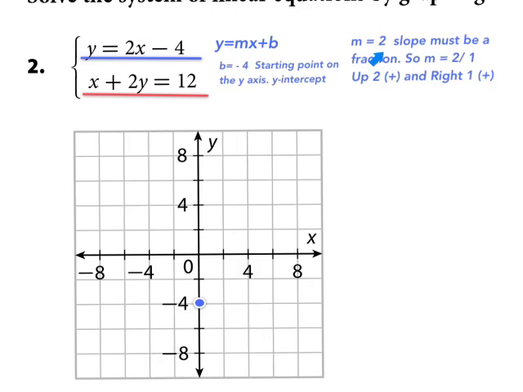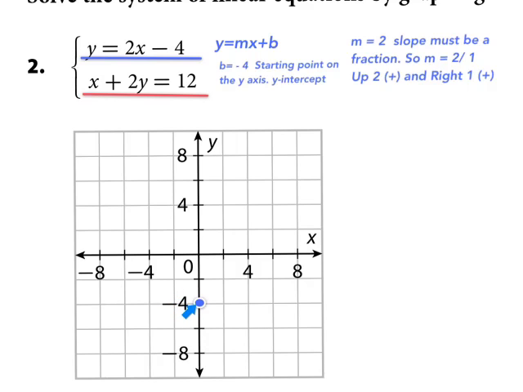The slope must be a fraction, so I have to change the 2 and put a division by 1. So I need to put it over 1. Now, since it is 2 directions, I need to know that I'm going up 2 because the 2 is positive, and I will be going to the right 1 because the 1 is also positive. So let's go see what that looks like on the graph.